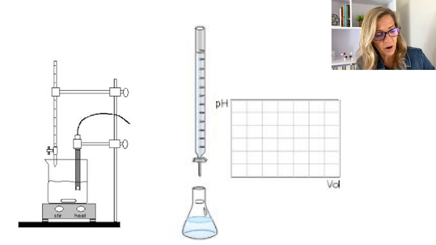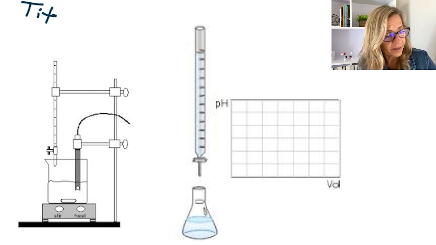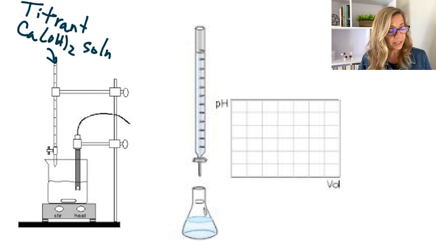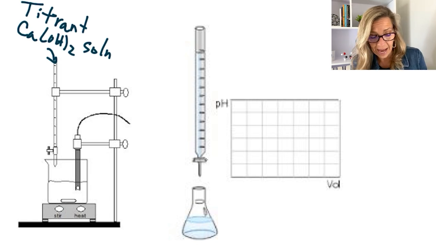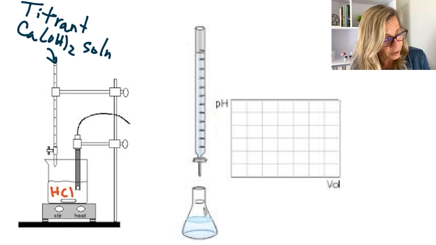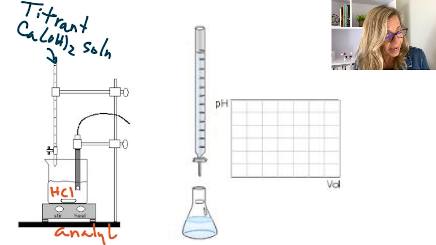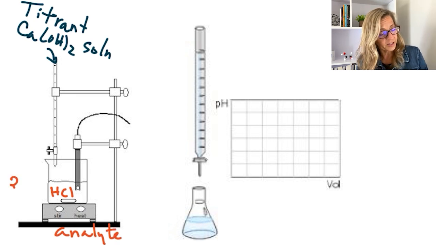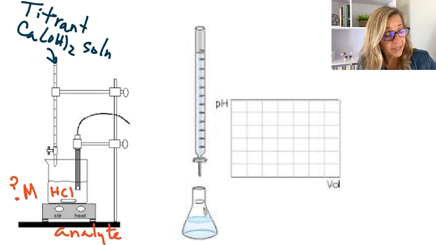So let's look at a titration setup. We're going to put what we call the titrant in the top of the burette, okay? And the titrant in this case, I'm going to use this next little example, is a strong base, the calcium hydroxide solution there, and then I'm going to put the acid in the bottom. This is hydrochloric acid solution, and this is what we call the analyte. And generally, I don't know the concentration of this, okay? So I've got a known concentration of my titrant, and I don't know the concentration of my analyte.